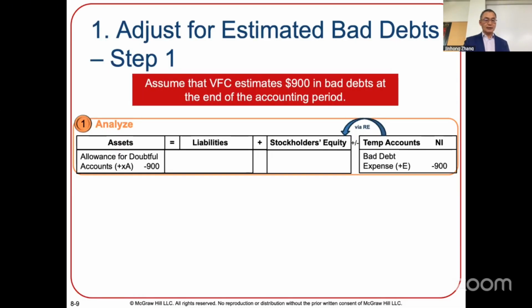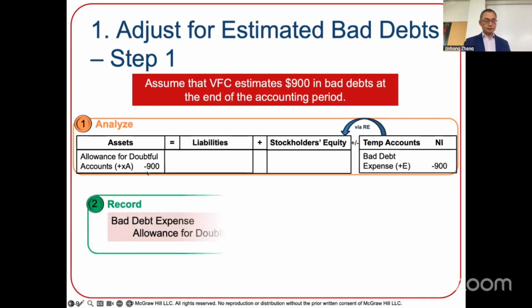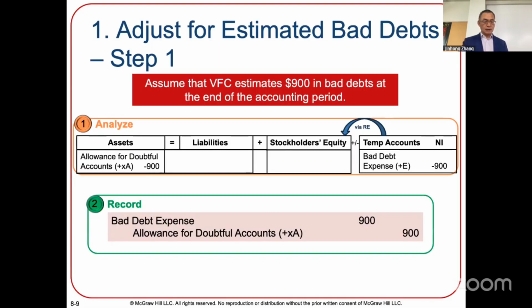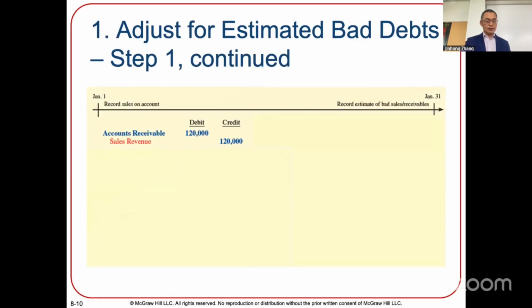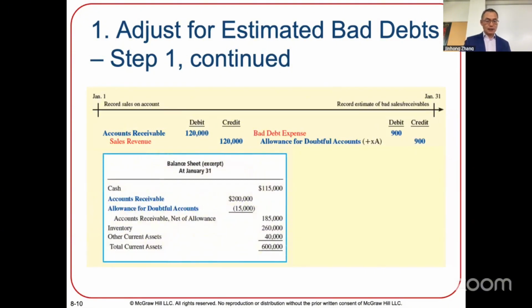First step, assume that this company estimates $900 in bad debt at the end of the accounting period. Okay, you book bad debt expense, $900, and then you book allowance for doubtful account. Okay, which this one is a negative, it's a credit side. Okay. So bad debt expense increased $900, allowance for doubtful accounts increased $900. And the steps, the first accounts receivable, $120, you book the whole revenue, $120, and then you estimate at the month's end, $900 will be bad debt, so you have an allowance for doubtful account. And then on the balance sheet, the allowance, it's a negative amount, so it reduces the accounts receivable. You report it here, okay?